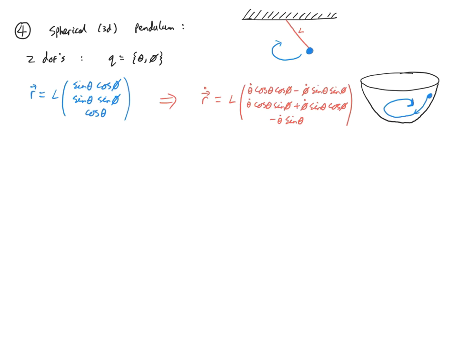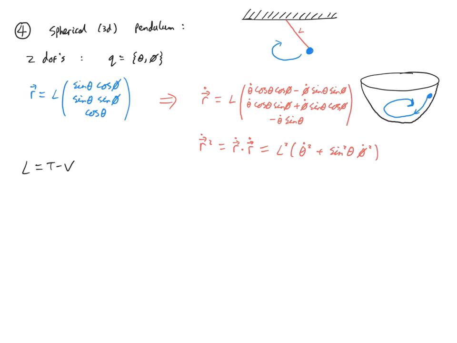What we want to know in order to work out the kinetic energy is r vector dot squared, which is r vector dot taken with the dot product with itself. And I'll leave it as an exercise for you to multiply all of that out, but it's not so hard. What one gets is l squared into theta dot squared plus sine squared theta phi dot squared. And again, here I'm utilizing the trigonometric identity that cos squared plus sine squared is equal to 1. Okay, so back to the Lagrangian.